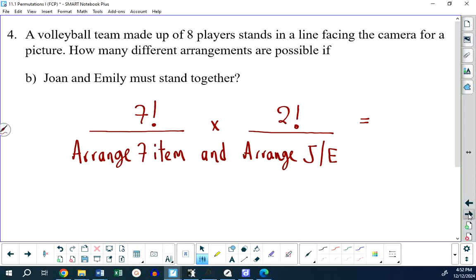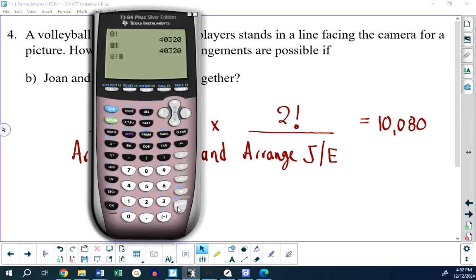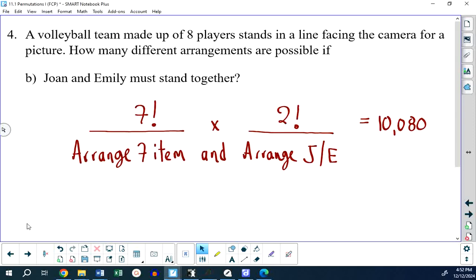So you go to your calculator, you enter 7 factorial, which I think is 5,040, and I'll double check it. You multiply it by 2 factorial, which is 10,080. We'll just double check here. 7 factorial is 5040 times 2 is this number. So that's the answer to part B. If Joan and Emily must be together, there are 10,080 ways in which that can be accomplished.